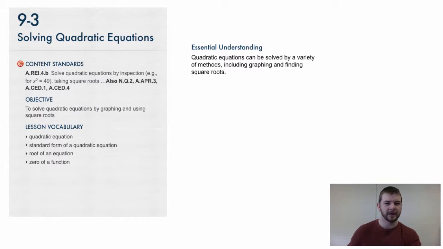Section 9.3, Solving Quadratic Equations. The objective of this section? To solve quadratic equations by graphing and using square roots. Lesson vocabulary: quadratic equation, standard form of a quadratic equation, root of an equation, zero of a function. An essential understanding: quadratic equations can be solved by a variety of methods, including graphing and finding square roots.